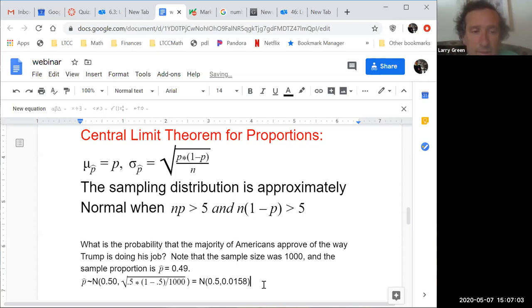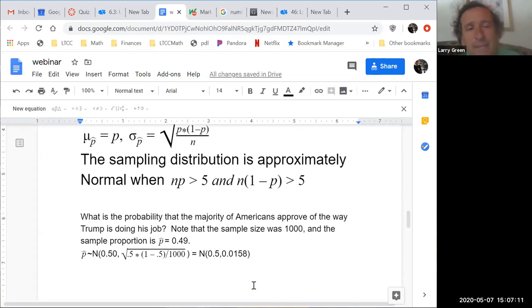Any questions so far? All right, we're just about there. Now, what would the probability be to get 49% or less? So what's the probability that p hat is less than 0.49, given what we've got here? Let me write it down: 0.5, 0.0158, and less than 0.49.